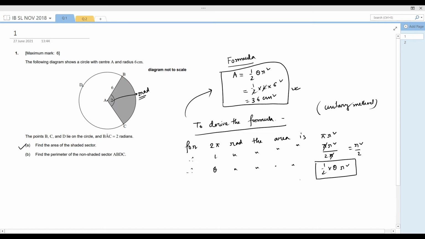Now for this case, theta is 2 radian and r is 6. So the answer is half into 2 into 6 squared. This is 36 centimeter squared. Don't forget to put the unit, because it is very important to put the unit in all the math you are doing. Now we will move toward the second question.